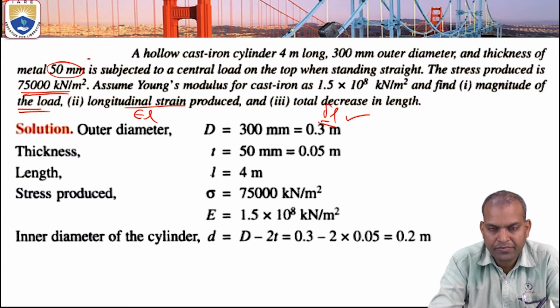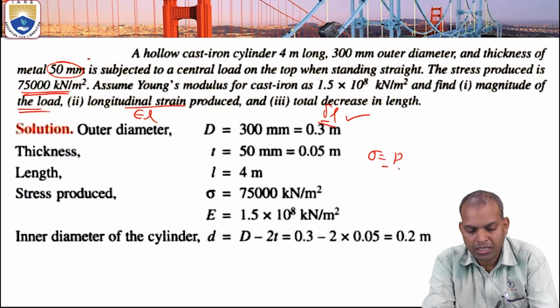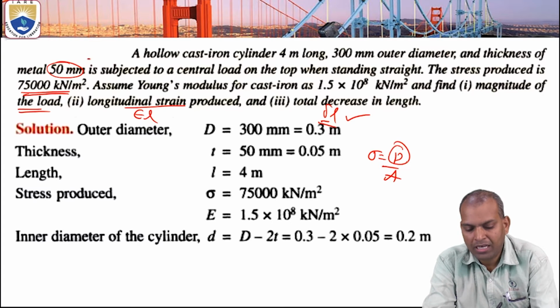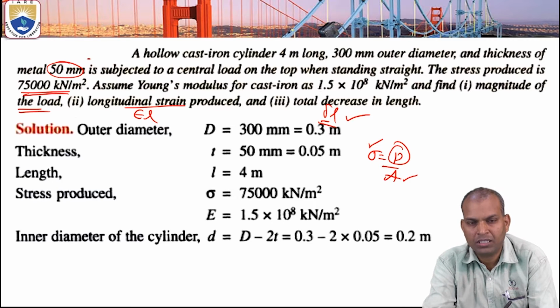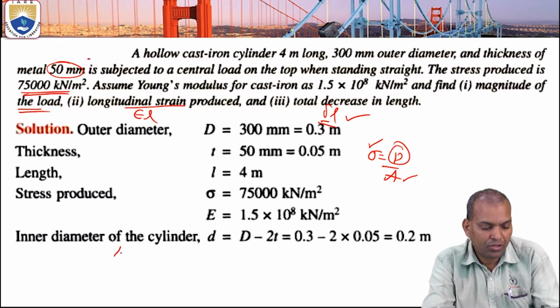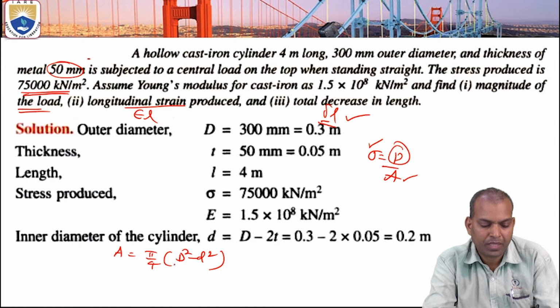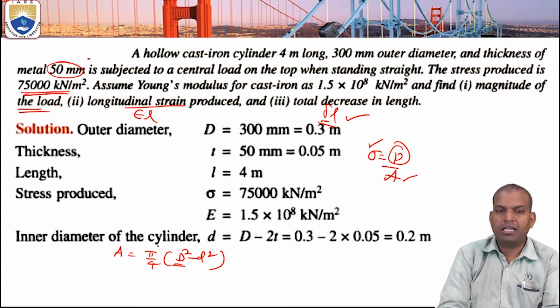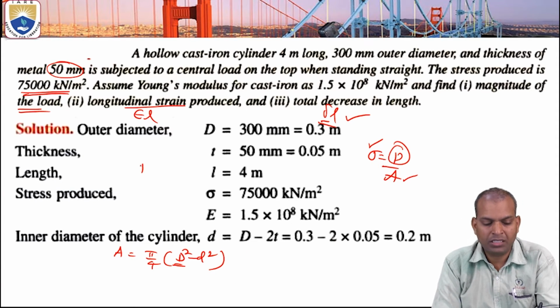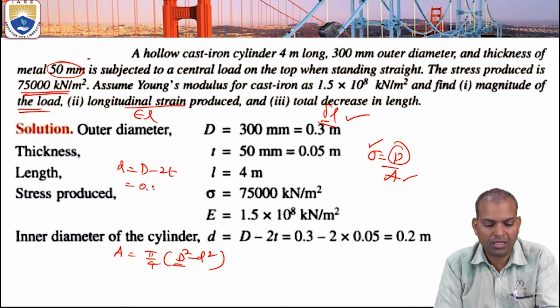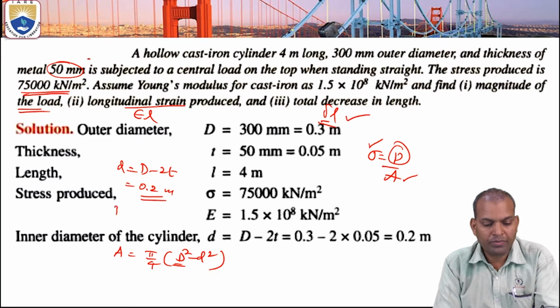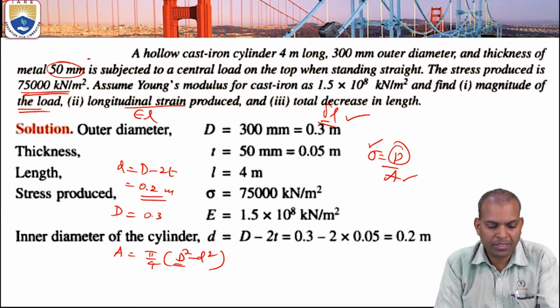The stress obtained is 75,000 kilonewton per square meter. So stress equals load per area. We have to calculate the load, but we know stress and area. What is the area of cross section? This is the hollow cylinder. What is the area of cross section for a hollow cylinder? A equals pi by 4 times capital D square minus small d square. We know the outer diameter and the inner diameter, that is capital D minus 2t. That inner diameter is calculated as 0.2 meters. And the known outer diameter is 0.3 meters.